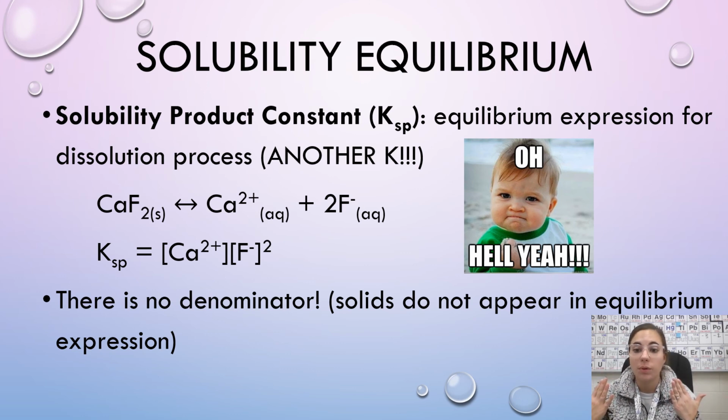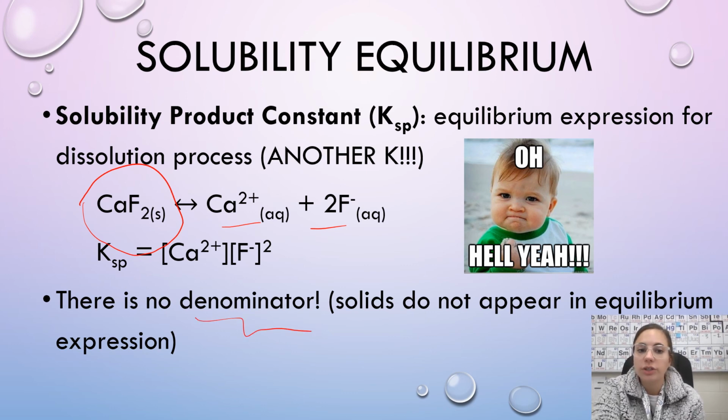It's the equilibrium constant. The thing is, solids do not appear in an equilibrium expression. So when we're talking about a solid dissolving into ions, we only have products that show up in my equilibrium expression, so we do not have a denominator. So for all of your solubility equilibrium expressions, they're not going to have a denominator because we don't put solids in an equilibrium expression.